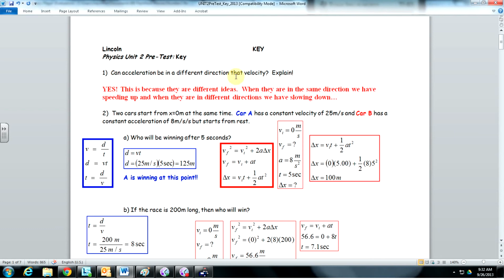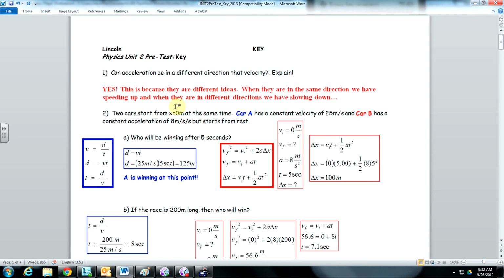Number 1, can the acceleration be in a different direction than velocity? Of course, because if it's slowing down, that's exactly what happens. You have a velocity going in one direction, and the acceleration going in the opposite direction, and then you're going to have slowing down. So if, say, the velocity is positive and the acceleration is negative, you're going to have slowing down, or vice versa. However, if they're both negative, you're going to be speeding up in a negative direction. If they're both positive, you're going to be speeding up in a positive direction.